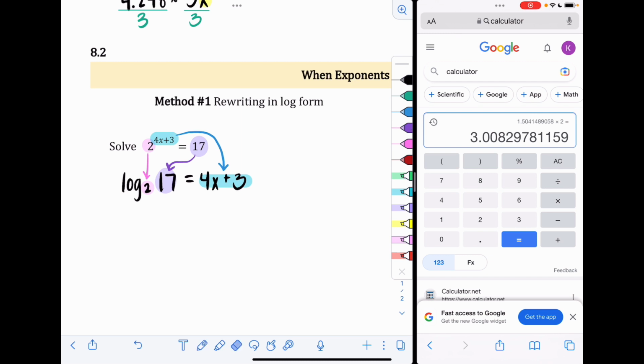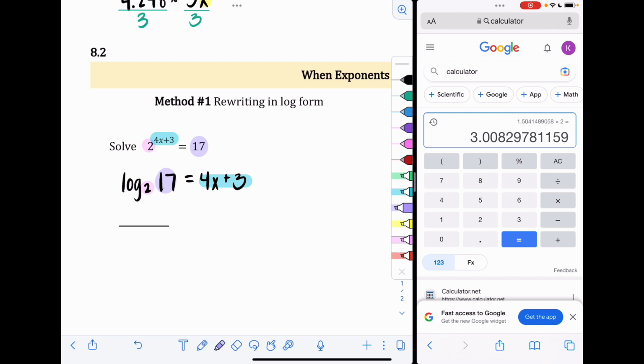Okay, so yes, eventually we're going to try to get x by itself, but I really want to get some sort of value for this so that I can start to work towards getting the other side of the equal sign simplified. So log base 2 of 17, same thing, I can't plug in a log with a base of 2 into a regular calculator, so I have to use a change of base formula to rewrite it.